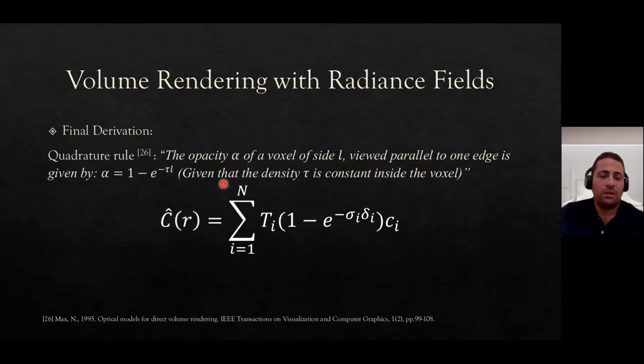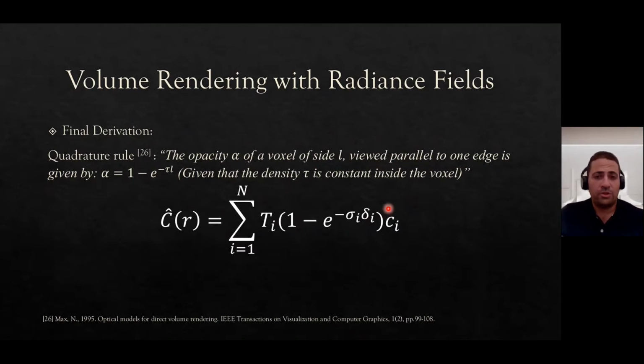Like we mentioned in the last slide, we use here a sum instead of an integral because we do sampling. So we sum from i equals 1 to n, which is the number of intervals. T of i, capital T, is the same function we used before. And instead of sigma, we would use this quadrature rule, which is 1 minus e to the negative tau L. Here, we replace it with different values, which I will explain now, multiplied by the color at the point i.